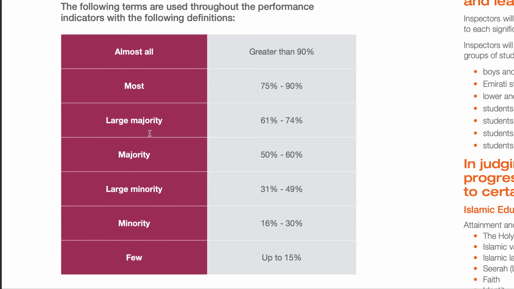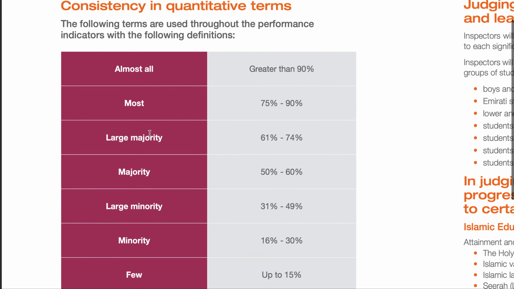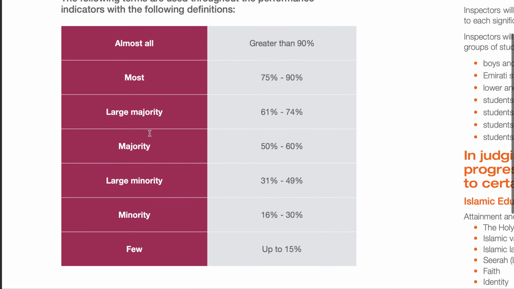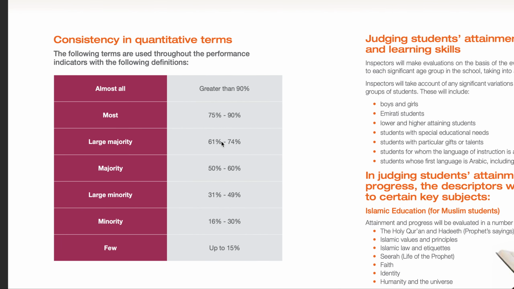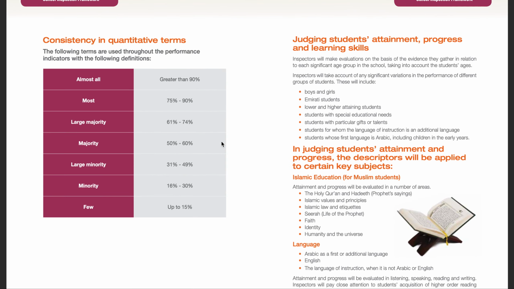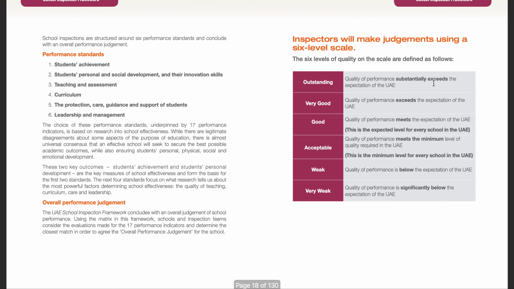Let's say that 61% to 74% of the teachers are using differentiated instruction during their classrooms. So I can say that the large majority of teachers are using differentiated instruction. So this is very important, because we are going to use these quantitative terms in our descriptions for the standards that we are responsible for.